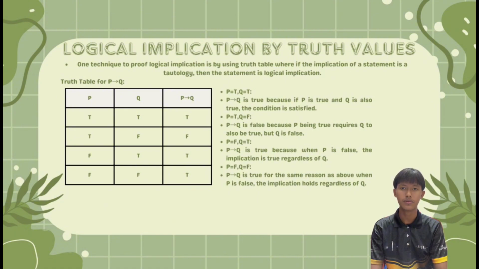The third one, P equals F and Q equals T. The explanation will be P implies Q is true, because when P is false, the implication is true regardless of Q. And the last one, P equals F and Q equals F. The explanation will be P implies Q is true for the same reason as above. When P is false, the implication holds regardless of Q.